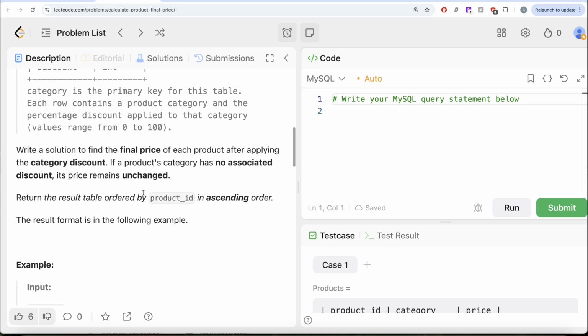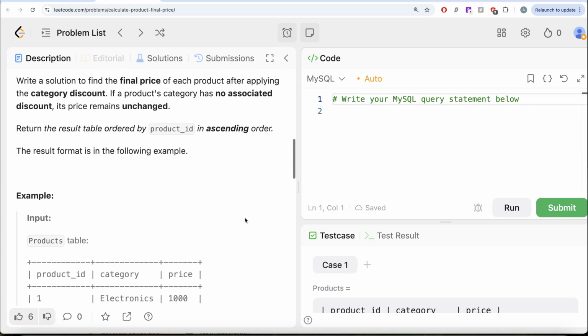We are asked to write a solution to find the final price of each product after applying the category discount. If a product's category has no associated discount, its price remains unchanged. Return the result table ordered by product ID in ascending order.